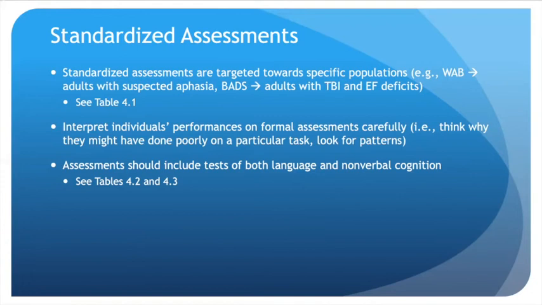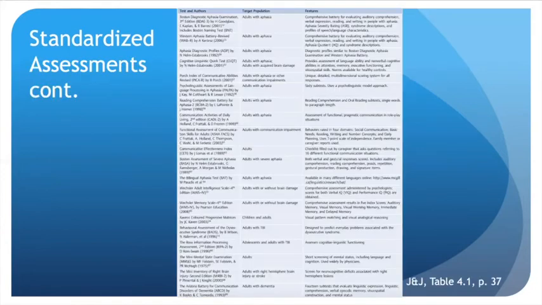You need to interpret individuals' performances on formal assessments carefully. That is, think why they might have done poorly on a particular task and look for patterns. Assessments should include tests of both language and nonverbal communication. Here is a table from your book with a number of standardized assessments for evaluation of language components. Here you can see the Boston Diagnostic Aphasia Exam, the Western Aphasia Battery. There's quite a lot of them.